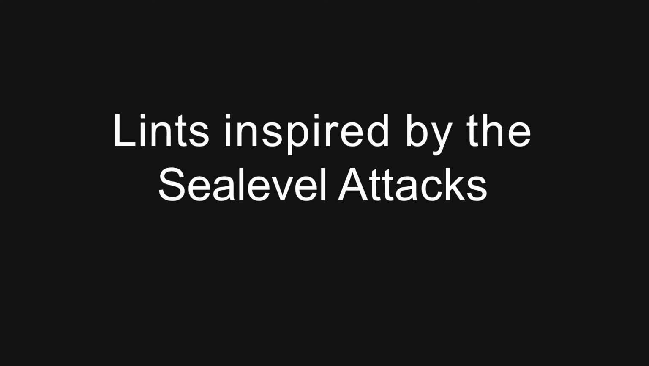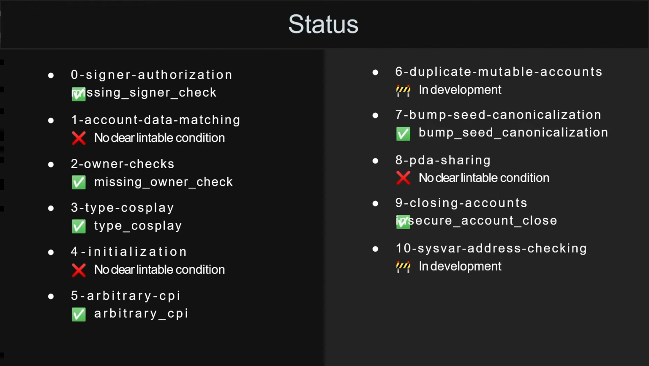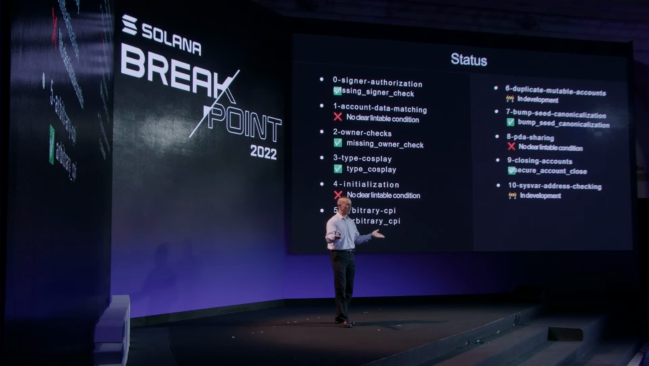OK, so as I mentioned, we have developed these lints which were inspired by the C-level attacks. And so here again are the C-level attacks. We currently have lints for 6 of them. For 2 of them, the lints are currently in development. For 3 of the C-level attacks, we have not yet been able to identify a lintable condition. What I mean by this is we haven't been able to identify a feature that a program would have to exhibit that, if it did, meant the program was vulnerable to that C-level attack, and which feature we could identify programmatically. Having said that, if this is a failure of imagination on our part and you have ideas, we'd be open to pull requests.